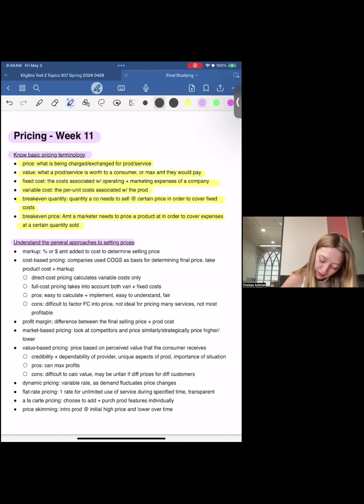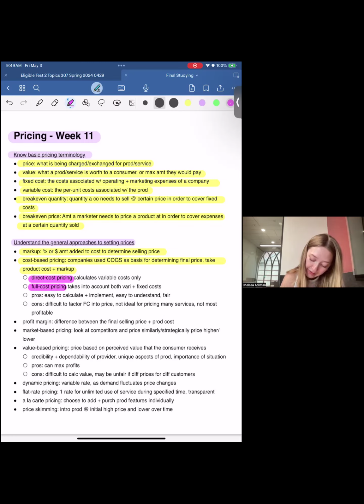Understand the general approaches for setting prices. So we have a markup percentage, or a markup, which is a percent or dollar amount added to cost to determine selling price. I'm actually going to highlight that. And we have cost-based pricing, which companies use the cost of goods sold as the basis for determining the final price. You take the product cost plus a markup. Direct cost pricing calculates variable cost only, and full cost pricing takes into account both variable and fixed costs.